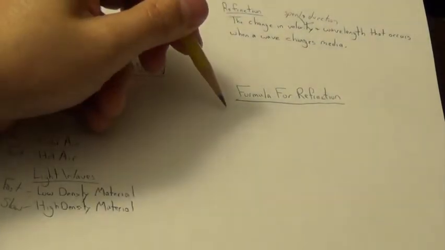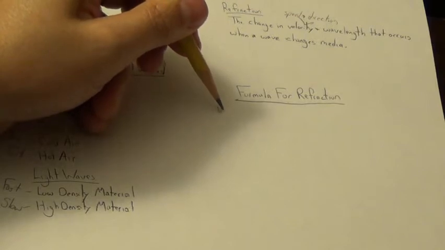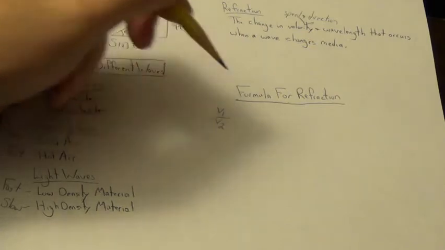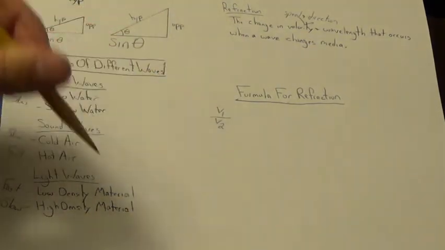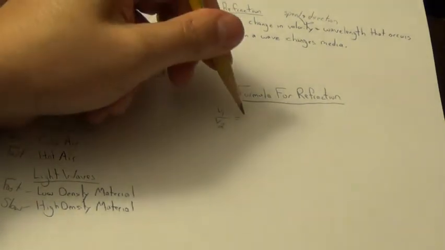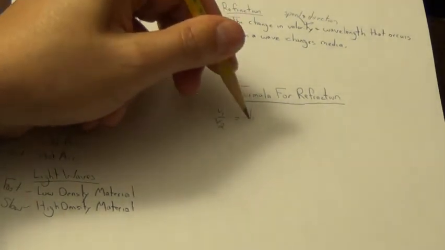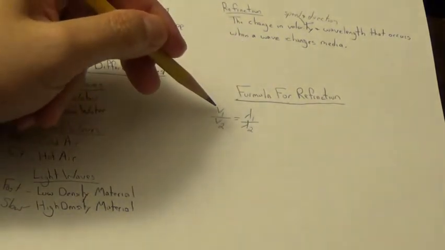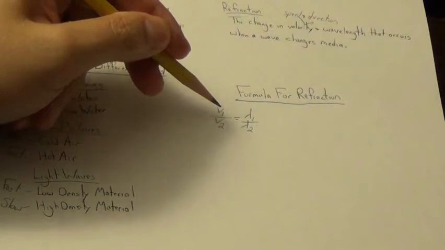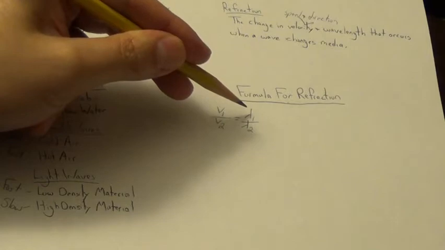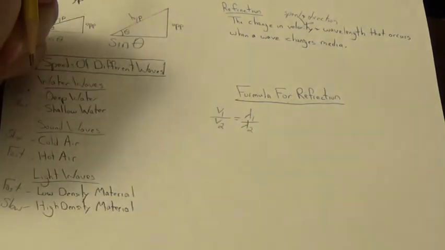What we say is if you have the speed in substance 1 and you compare that to the speed in substance 2 as it goes from one medium into the other, that ratio of those two speeds will also be the exact same ratio as the wavelengths. So in other words, if the speed in substance 1 is half the speed as it is in substance 2, then the wavelength in substance 1 will also be half the wavelength as it would be in substance 2.